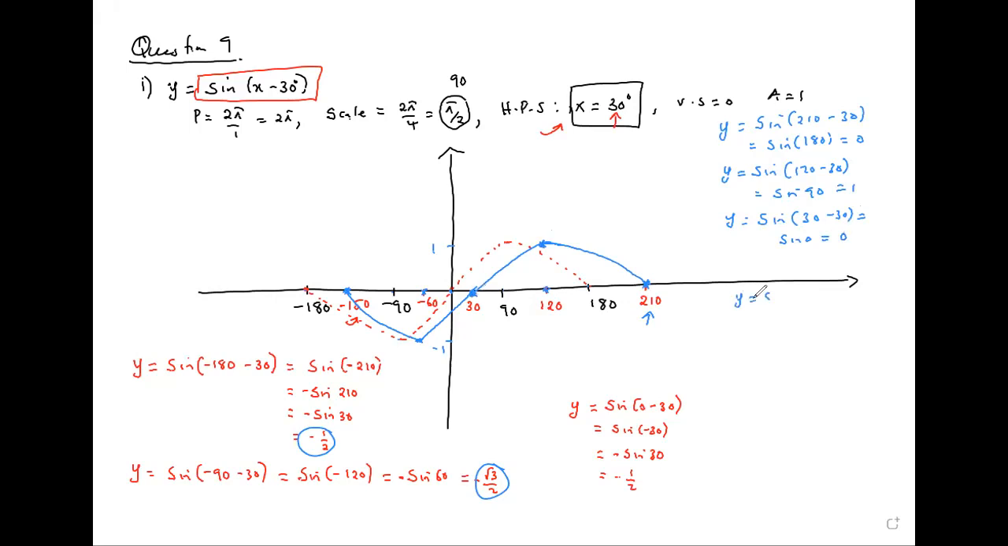And then you get y is equal to sine negative 60 minus 30. That would be sine negative 90, which is negative sine 90, which is -1, the one down here. And then y is equal to sine -150 minus 30, which is sine -180, which is negative sine 180, which is -0, which is 0.